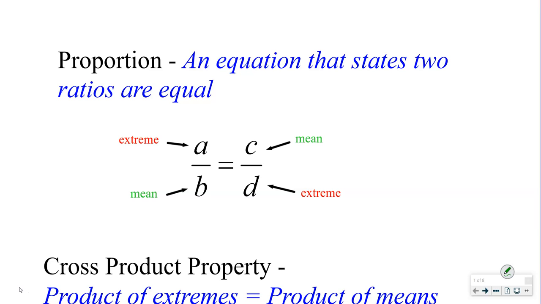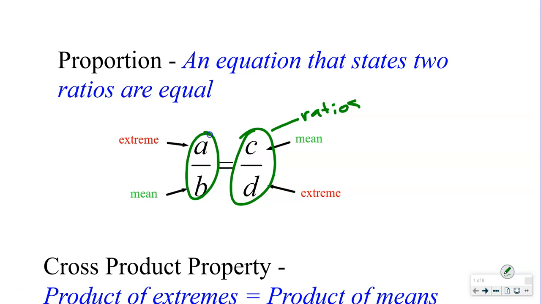So proportion. A proportion is an equation that states two ratios are equal. So what we have, AB is a ratio. CD is a ratio. And we're stating that those two are equal. If those two are equal, then we have this proportion.